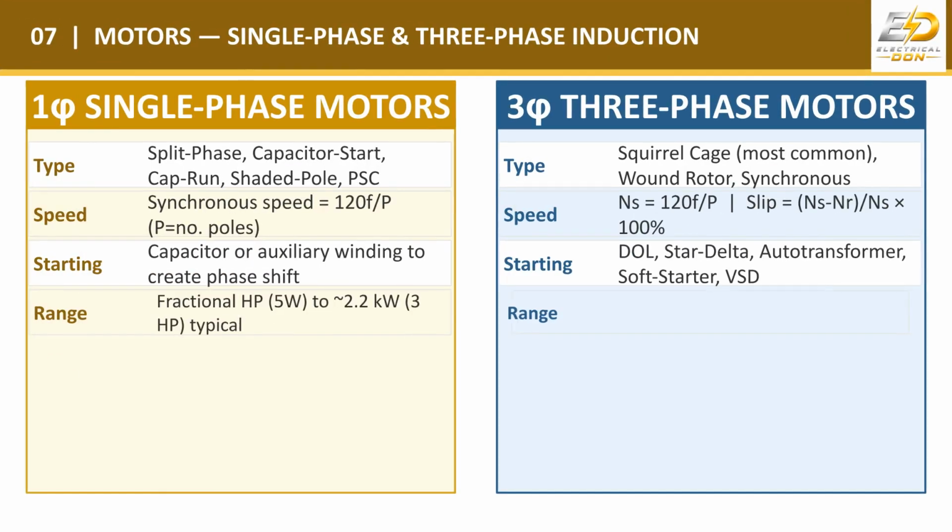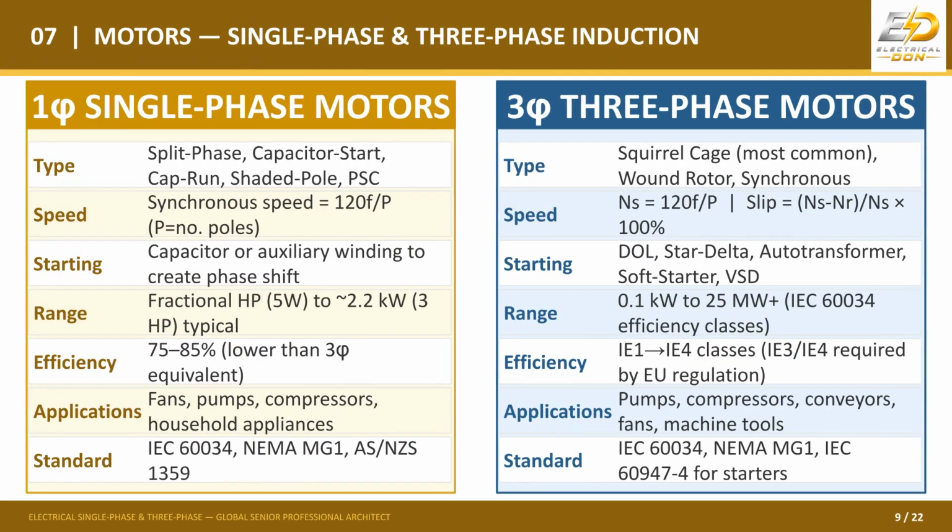Single-phase motors, such as split-phase and capacitor start types, are typically for fractional horsepower applications. Three-phase motors, like the squirrel cage type, are highly efficient, ranging up to 25 megawatts plus, utilizing various starting methods such as DOL or VSDs.